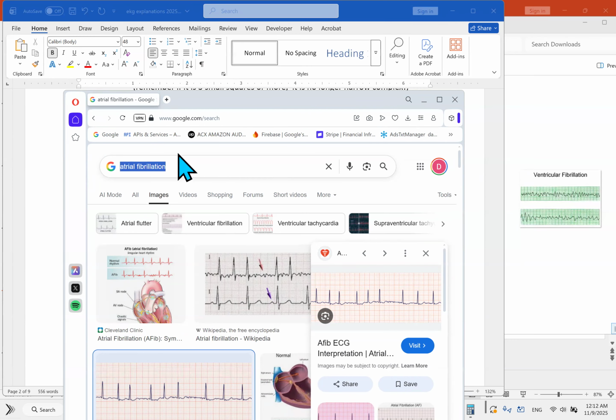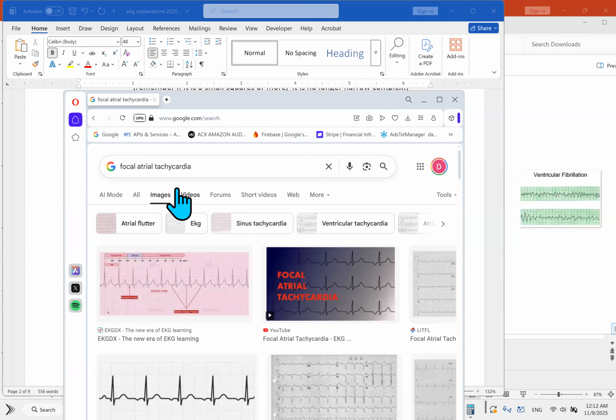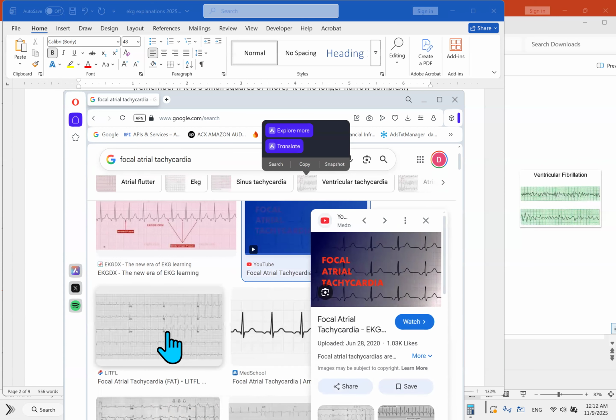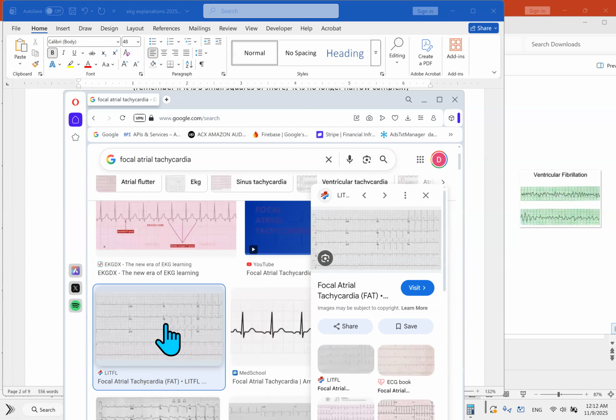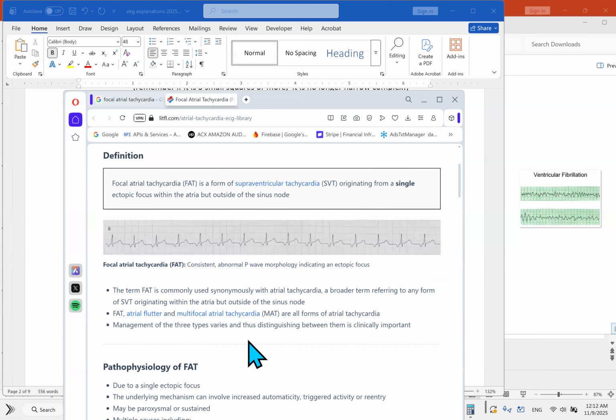If it is just focal atrial tachycardia, let's say. If it is focal atrial tachycardia, the P waves look strange, but it's the same P wave throughout. So the appearance of the P wave does not change. It's just that it does not look like a normal P wave. That's how we can tell it is atrial tachycardia.